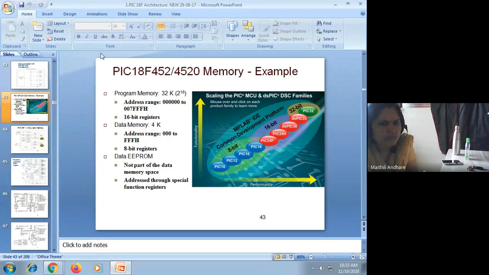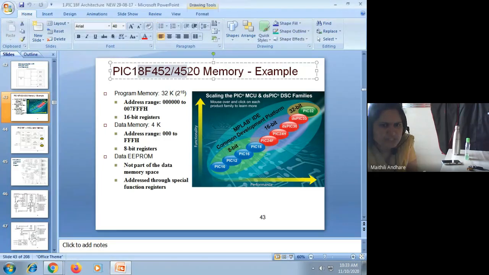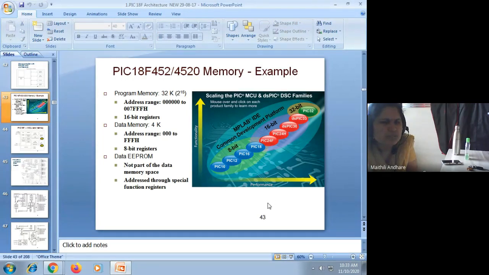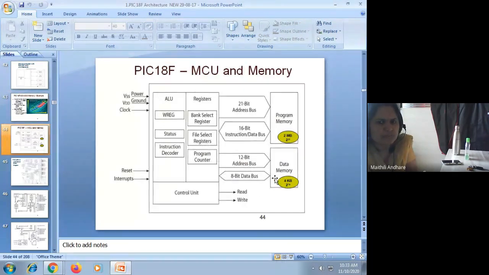So according to the feature, according to the family of the PIC, the size of the program and data memory goes on changing. And this is the advancement in the PIC microcontroller family. It starts from PIC10 up to PIC32, meaning 8-bit microcontrollers to 32-bit microcontrollers are available. So this is the advancement in the PIC family. In most cases it is the most reliable microcontroller, which can be used for most of the applications.